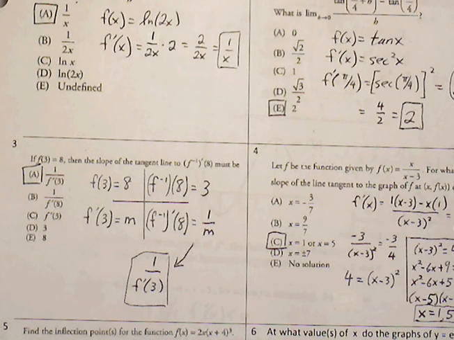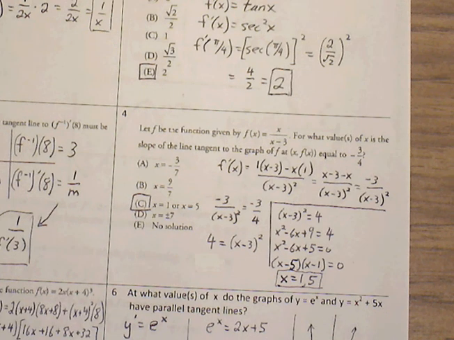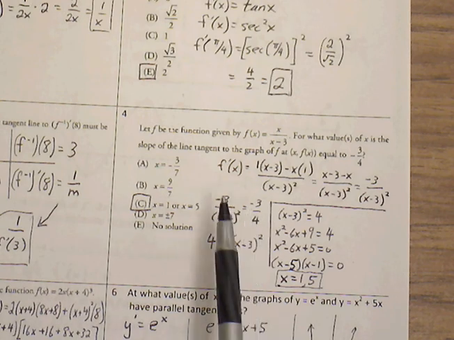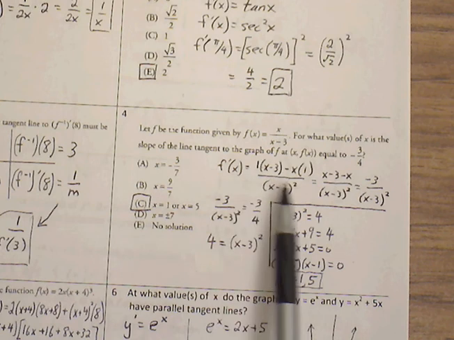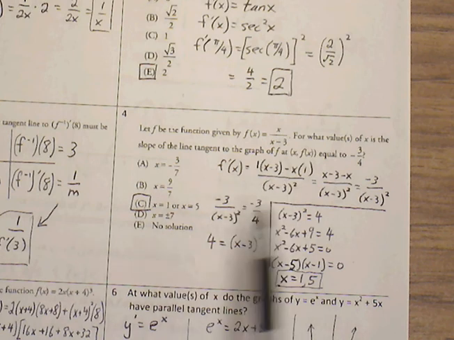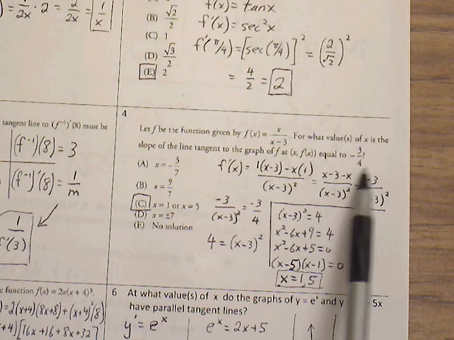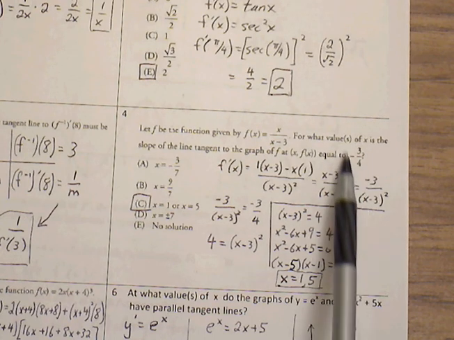Right. Okay, number 4. Let f be the function given by x over x minus 3. For what value of x is the slope of the line tangent to the graph equal to negative 3/4? So we're trying to figure out the x value where the slopes are going to be equal. So we can set the derivative function equal to negative 3/4 and solve for x.